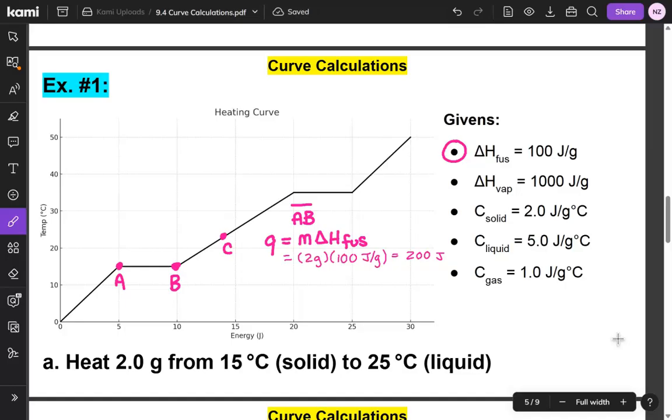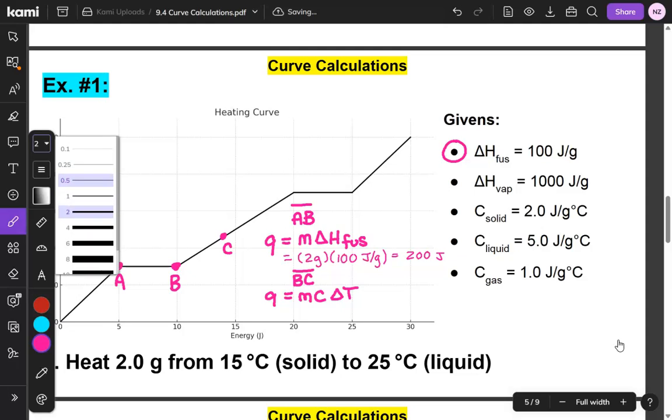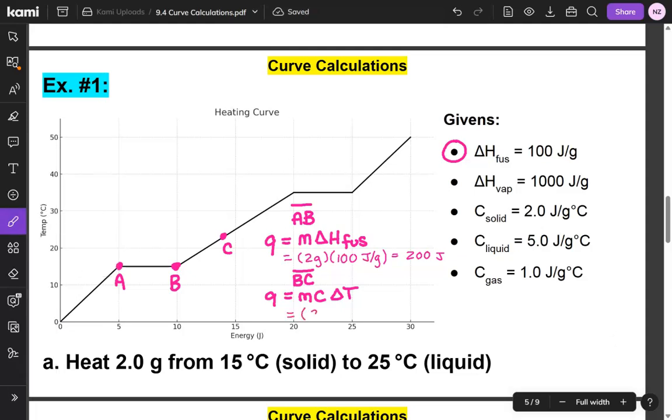Okay. Next, for segment BC, we're going to be using Q equals M C ΔT. Now we're in the liquid phase, so I want to use the C of liquid. So again, we have 2 grams. My C of liquid is 5 joules per gram degrees Celsius. All right, and then our change in temperature. So at point B, we are at 15 degrees. And we're going to 25. So it's going to be final, which is 25, minus initial. And when I plug this into my calculator, I get 100 joules.